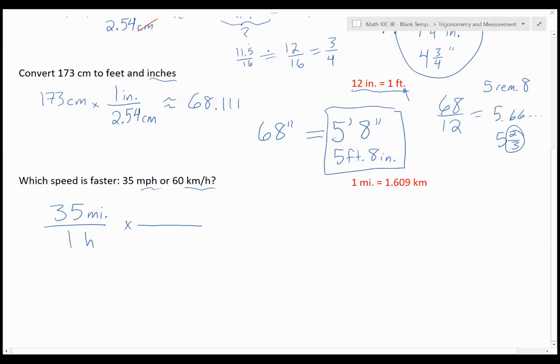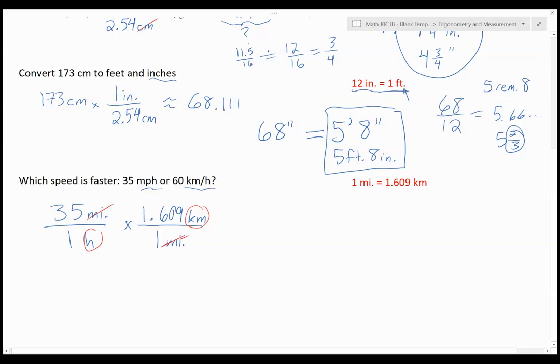Since it's miles I'm trying to cancel, the 1 mile is going to be in the denominator and 1.609 kilometers in the numerator. So notice that what that does with my units, miles cancel out, and what's left is kilometers per hour. That is exactly what I want.